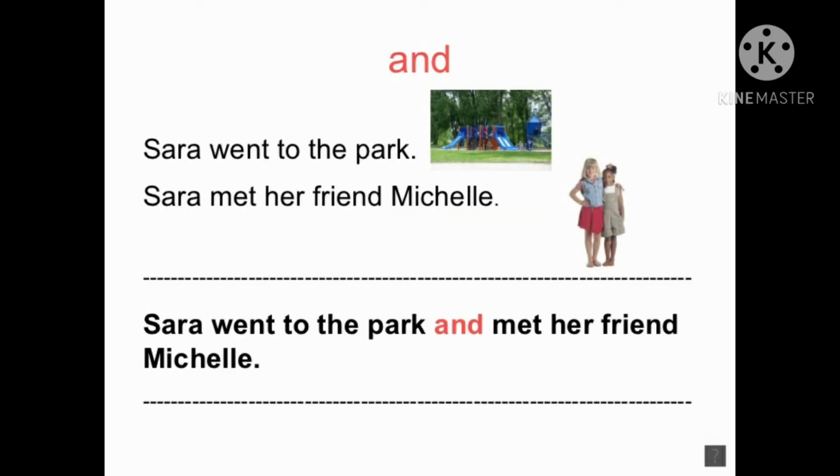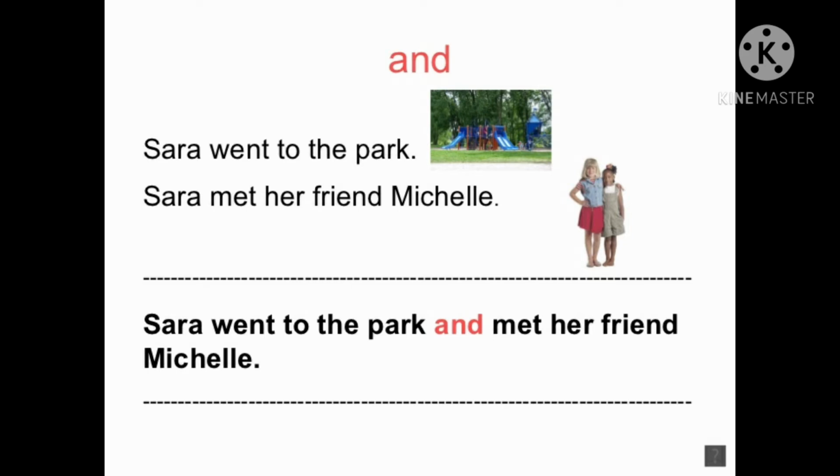Now we will see the next example. Sarah went to the park. Sarah met her friend Michelle. Now how will we write it? Because both the sentences have a similar idea, we will write: Sarah went to the park and met her friend Michelle.